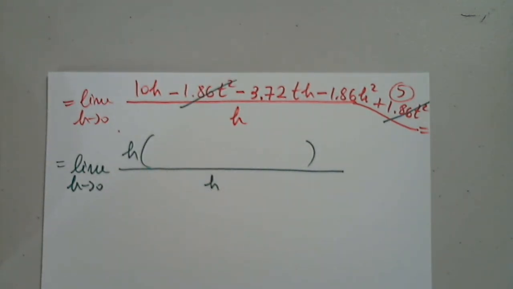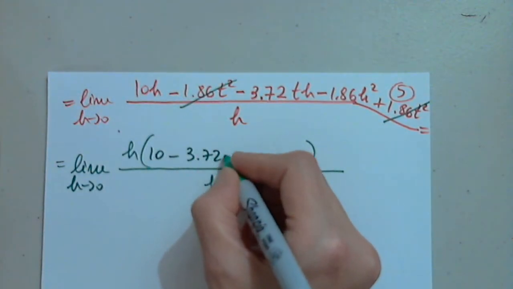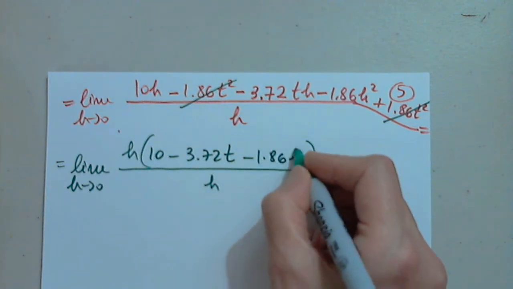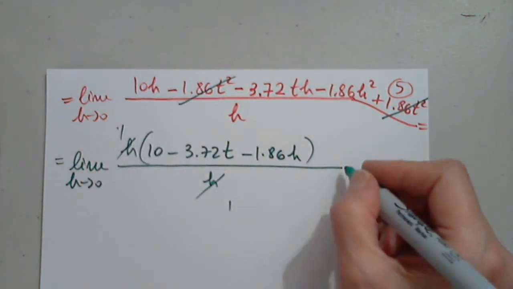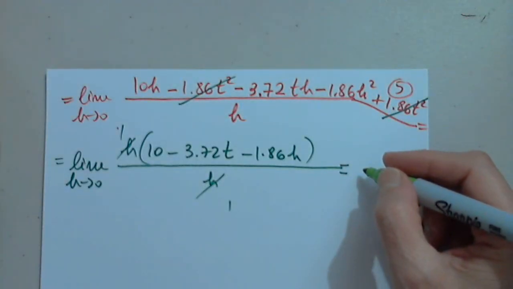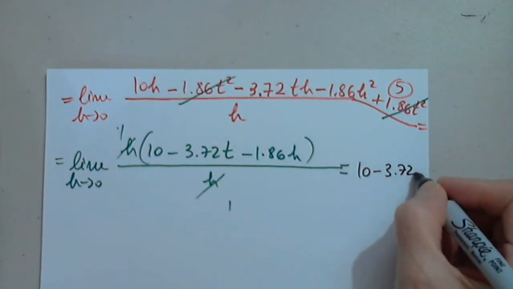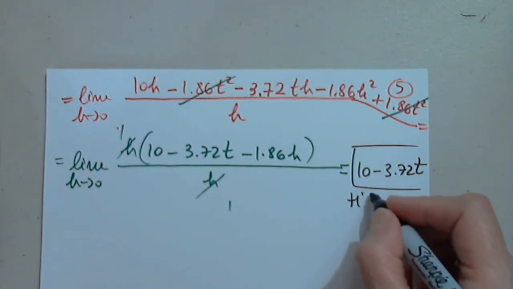I'm ready. Tell me what to write. 10 minus 3.72 t minus 1.86 h. Great job. Of course, as expected, these two go away. We're applying the limit. Please tell me what we get. When we say we apply the limit, the operator is applied, done. It would be 10 minus 3.72 t. Well done. 10 minus 3.72 t. This is h prime of t.